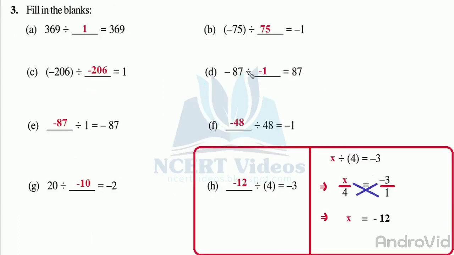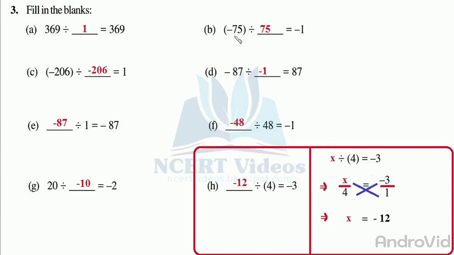Question 3, fill in the blanks. So again we had done this type of question previously as well. So what should be here in order to get 369? So if we divide it by 1, we get the same number, therefore 369.